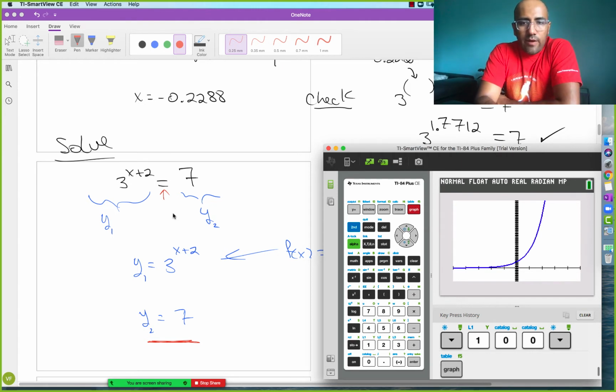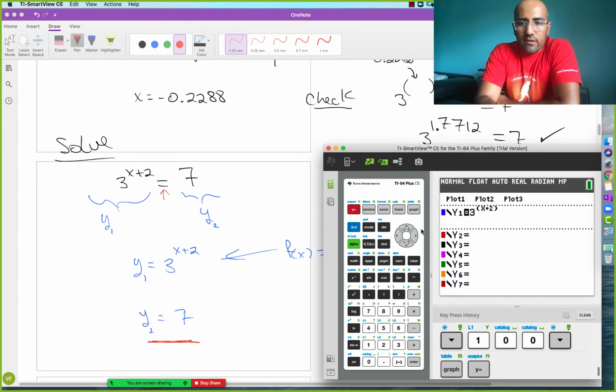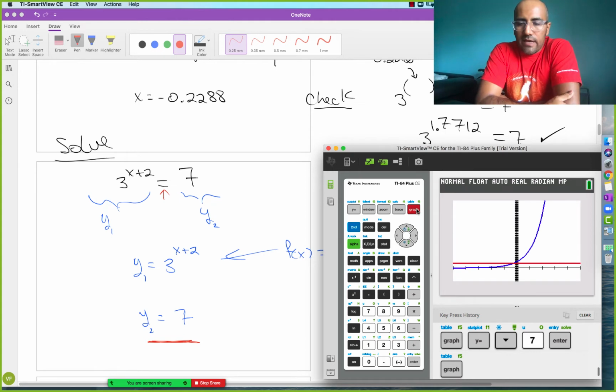And now if we graph the y equals 7, there's that line. Okay, well, it's kind of hard to see way down there. So now I can go back to my window and just kind of focus on this guy. Now I can see that it's just really close to down here.